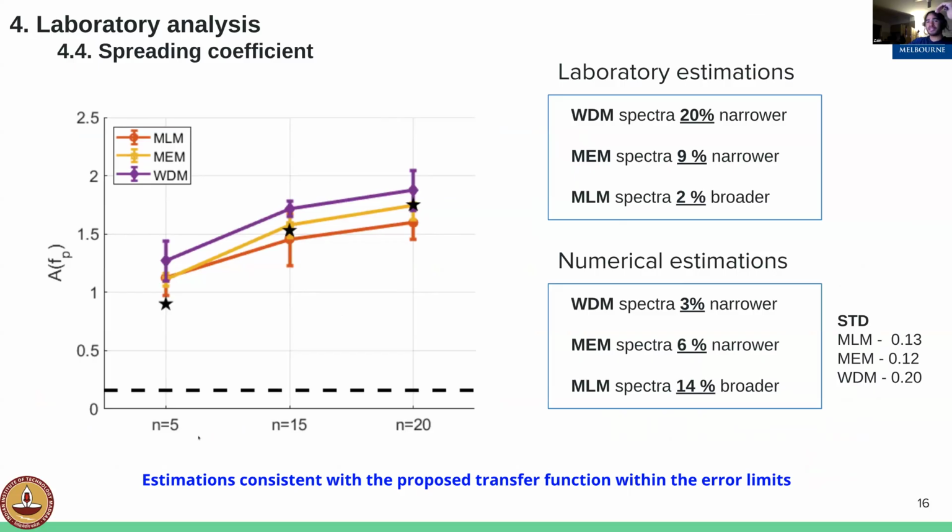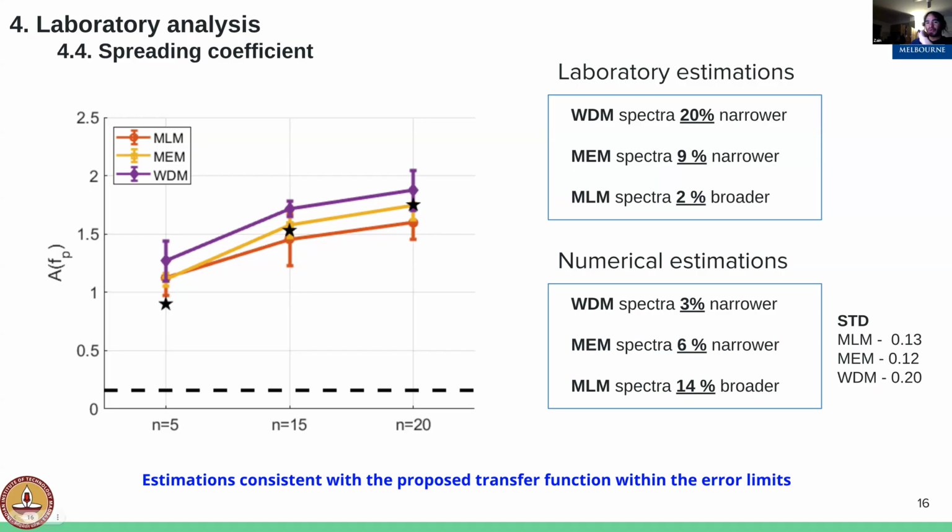We found that in this case, WDM yielded a spectra which was 20% narrower than the theoretical input. Oh, here, I forgot to mention, the stars here are the spreading obtained from the input that we put in to simulate the waves in the wave basin. So using that as our reference, we found that the wave directional method was 20% narrower, maximum entropy method was 9% narrower, and MLM was 2% broader.